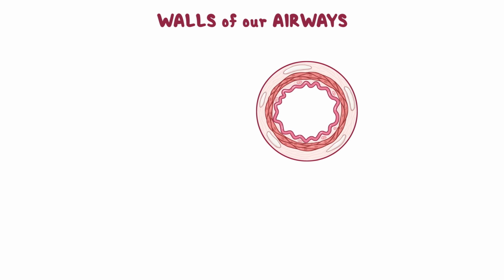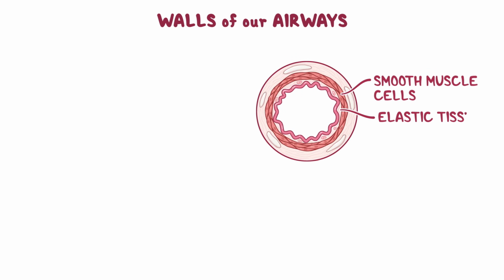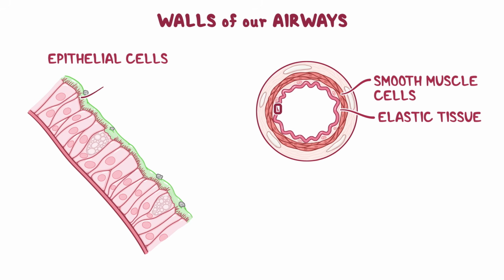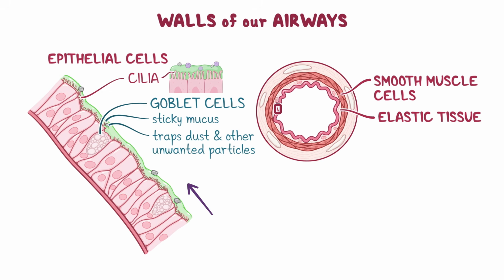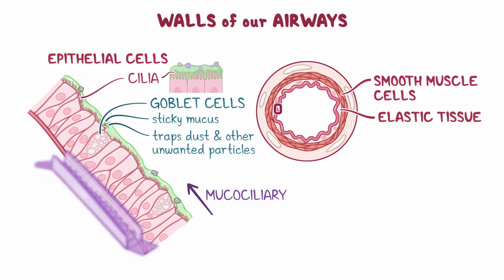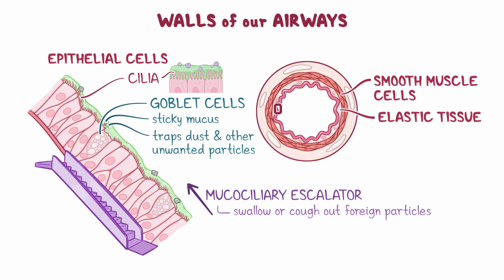Now, the walls of our airway consist of smooth muscle cells and elastic tissue that help the airways open and return to their shape as we breathe. These walls are lined with epithelial cells, which have tiny brush-like projections called cilia, and goblet cells, which produce sticky mucus. The mucus traps dust, bacteria, and other unwanted particles, and the cilia move together in coordinated waves, pushing the mucus and trapped particles towards the throat so we can clear them out of the lungs. This system is called the mucociliary escalator. This way, we can either swallow or cough out foreign particles that end up in our airways.